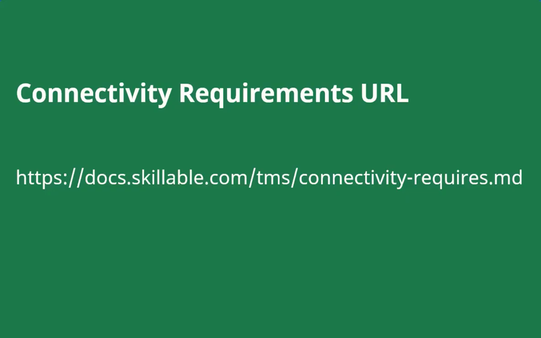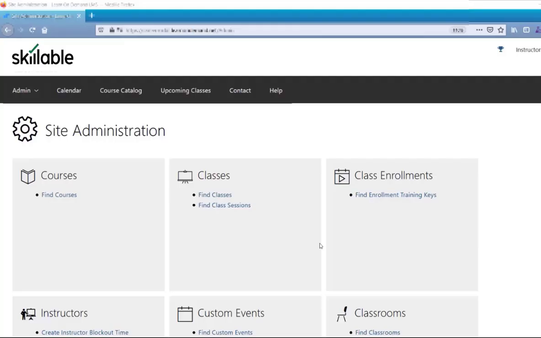Our connectivity requirements can be found at https://docs.skillable.com/tms/connectivity-requires.md. An easier way to find that will be by opening a lab. Let's take a look at how you can find those connectivity requirements on the labs in a class.